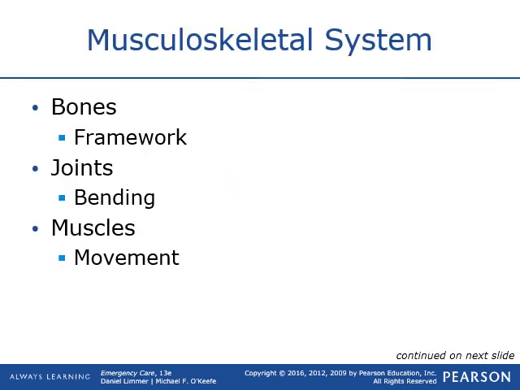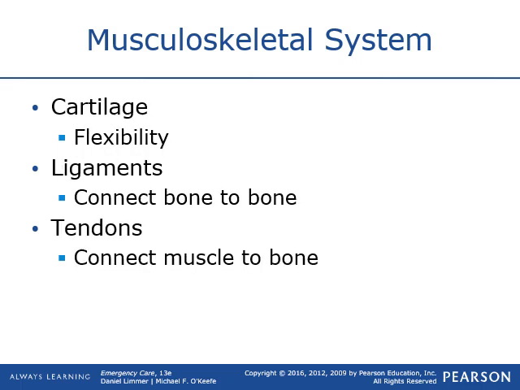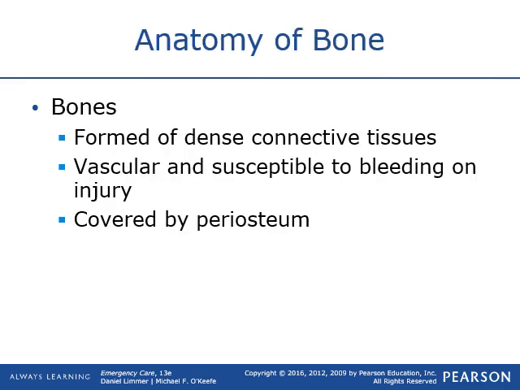Alright, so the system: bones are the framework of it all. You have joints for bending and muscles for movement. Those are your three components. Also within that you have cartilage, which is for flexibility. Ligaments connect bone to bone, and tendons connect muscle to bone. Know the difference between those two, ligaments and tendons.